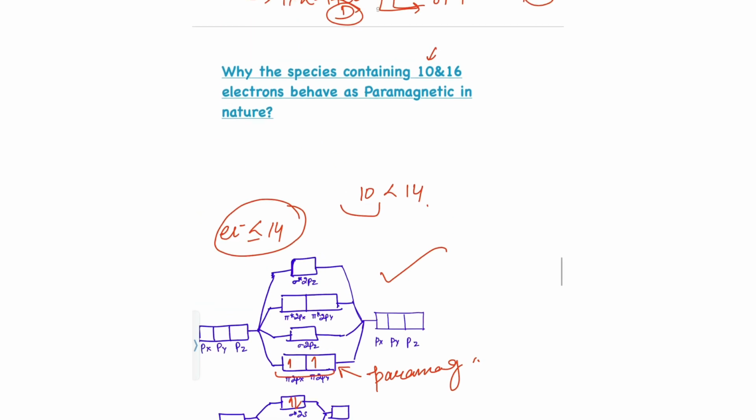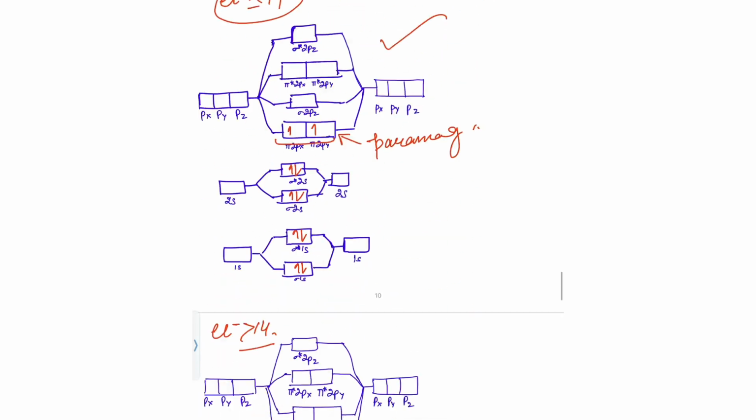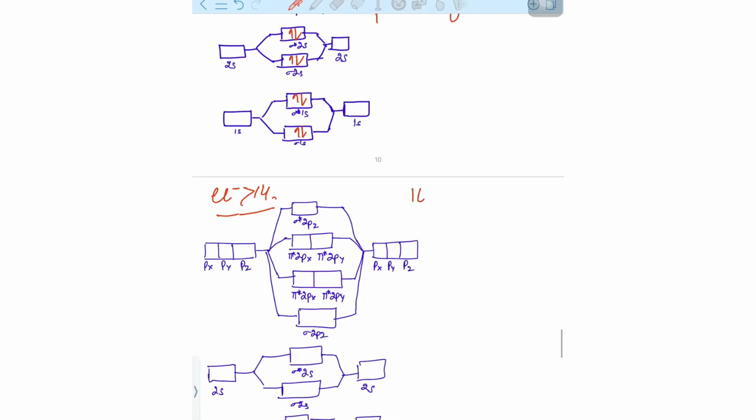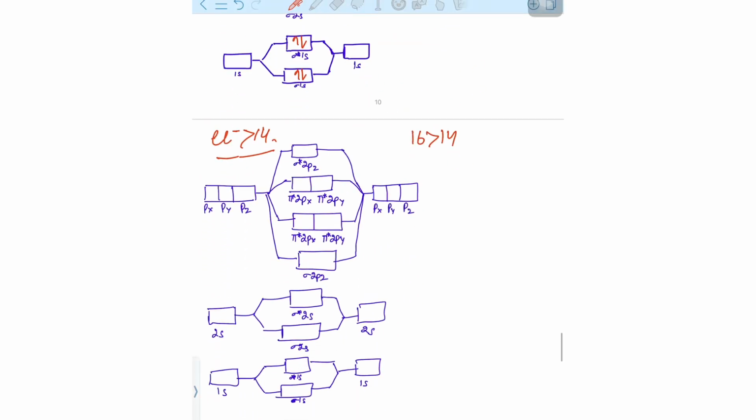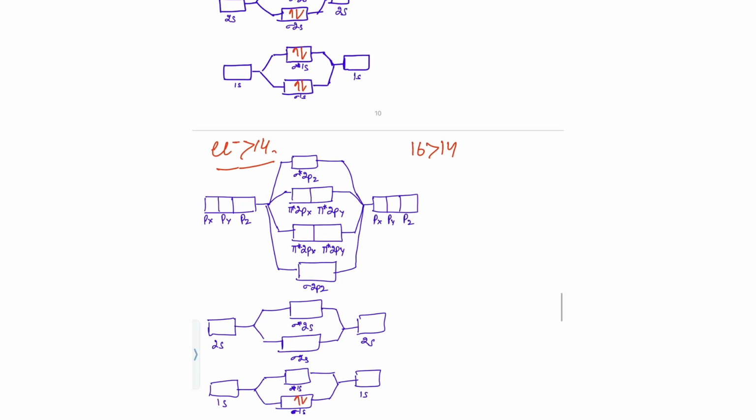Fine. Then for 16 electrons, this rule is obeyed because 16 is more than 14. Let's start filling for 1 2 3, 4, 5, 6, 7, 8, 9, 10, 11, 12, 13, 14, 15, 16 electrons. Again here, because the last electrons that filled the orbital remained unpaired, that's why a species containing 16 electrons is paramagnetic in nature.